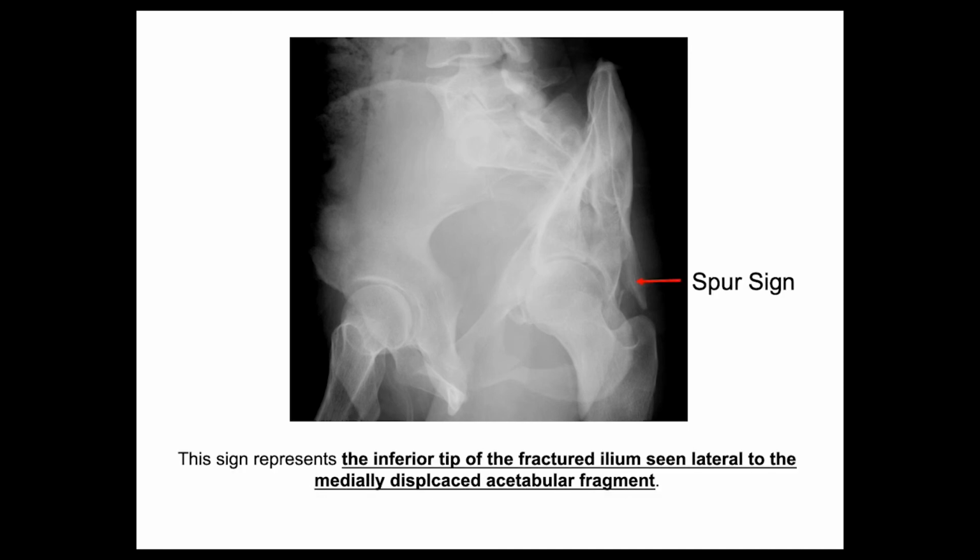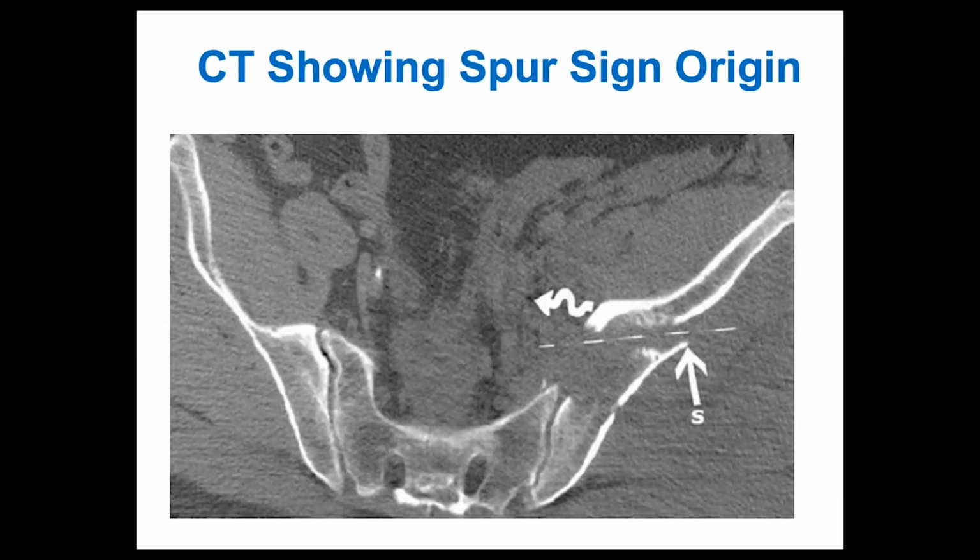This fracture is usually associated with one of the pathognomonic signs, which is called spur sign. And this sign actually represents the inferior tip of the fractured ilium, which is seen lateral to the medially displaced acetabular fragment. And here is a transverse CT image of a spur sign, and the yellow line represents the horizontal fracture line, indicating a both column fracture.